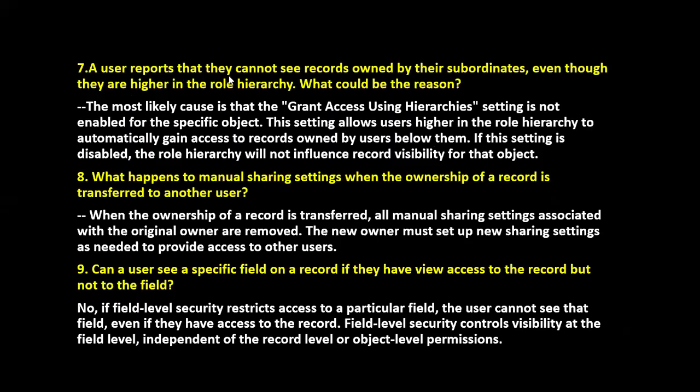Next question: A user reports that they cannot see records owned by their subordinates even though they are higher in the role hierarchy. What could be the reason? The most likely cause is that the Grant Access Using Hierarchies setting is not enabled for the specific object. This setting allows users higher in the role hierarchy to automatically gain access to records owned by the users below them. If this setting is disabled, the role hierarchy will not influence record visibility for that object.